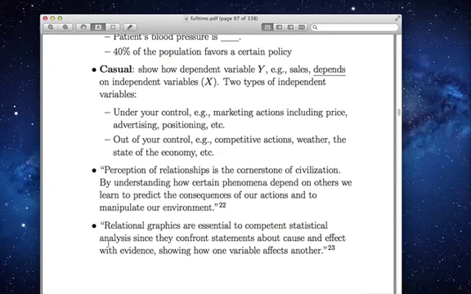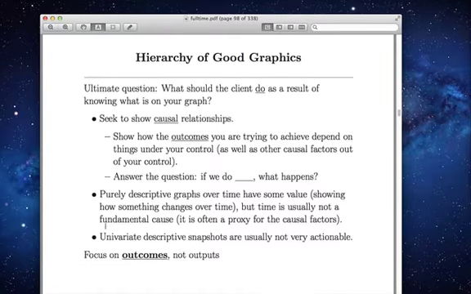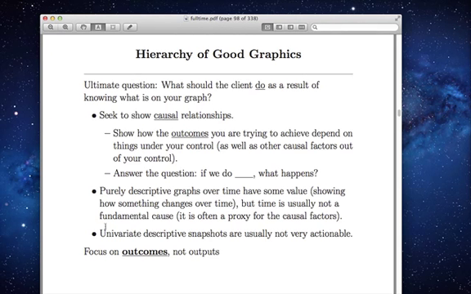Here's what Tufte has to say about it. Relational graphics are absolutely essential to competent statistical analysis, since they confront statements about cause and effect with evidence, showing how one variable really affects another. So I like to think of a hierarchy of good graphics in marketing. So these aren't just purely narrative ones like Napoleon's March. So the ultimate question that I ask myself when I look at a graph is, what's the client going to do now that they know whatever's on my graph?